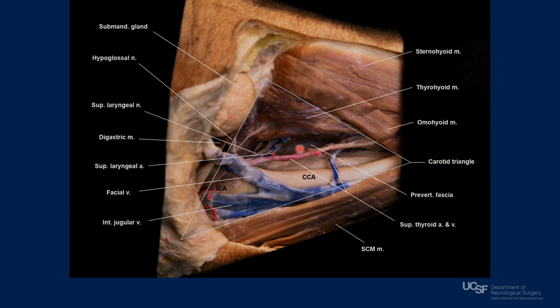Deeper in this portion, we see the prevertebral fascia. So along this area, we're going to find the esophagus and trachea that will need to be displaced medially, and the vascular components will need to be displaced laterally in order to properly expose the bodies of the subaxial region.